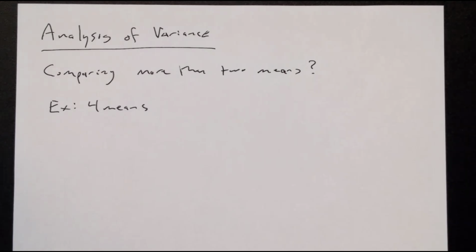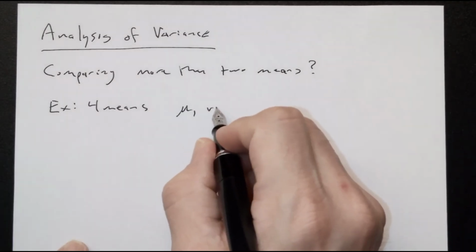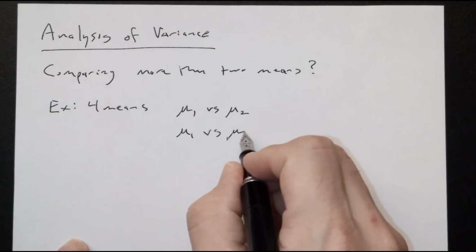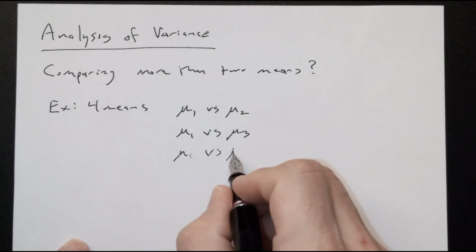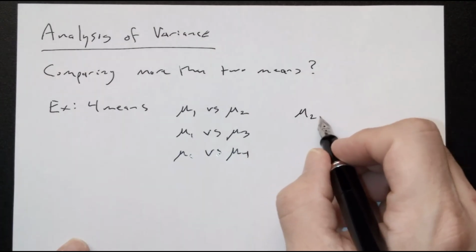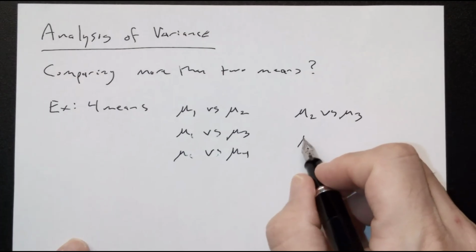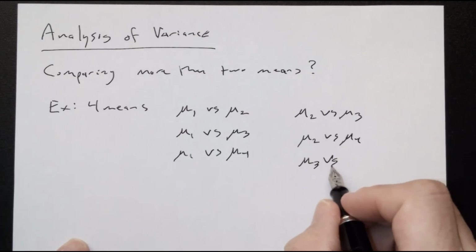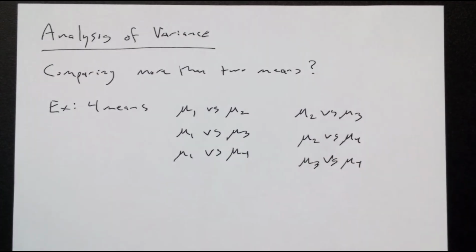I could do what we did in the past couple of days. I could take any 2 of them, and I could say, what's the comparison between these 2? So if I did that, mean 1 versus mean 2, mean 1 versus mean 3, mean 1 versus mean 4, mean 2 versus mean 3, mean 2 versus mean 4, mean 3 versus mean 4. I would actually have to do 6 different t-tests.